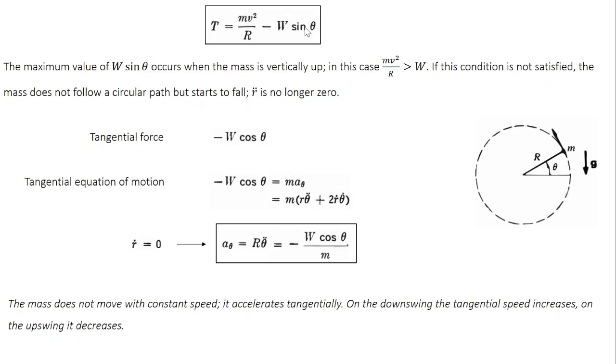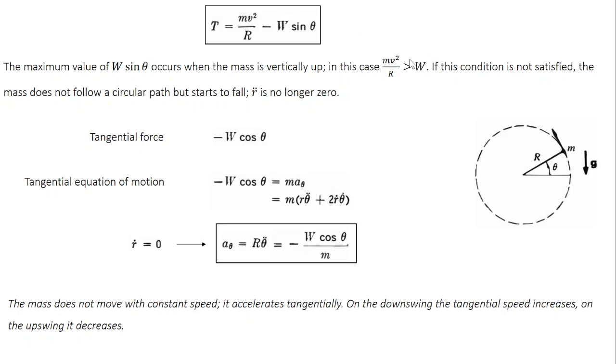And what is the maximum value of θ? It happens when θ equals 90 degrees, so W sin θ is going to reduce to W. So the minimum value of tension is T equal to mv²/R minus W. Now remember this term mv²/R, this is nothing but the centripetal acceleration or the centripetal force which makes the circular motion possible, and W is the weight which acts downward.